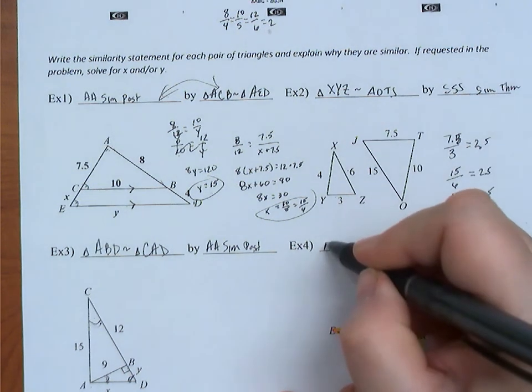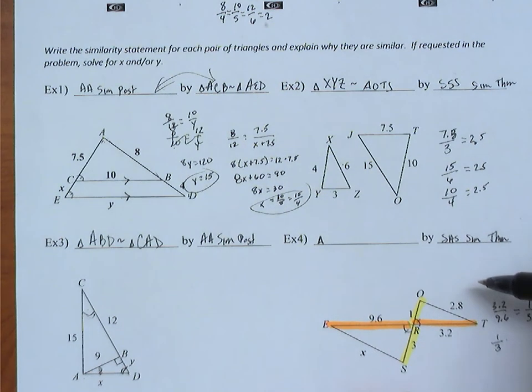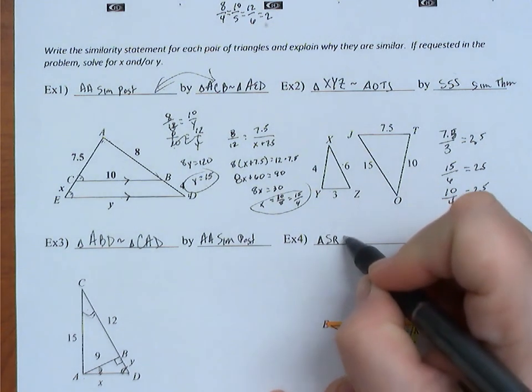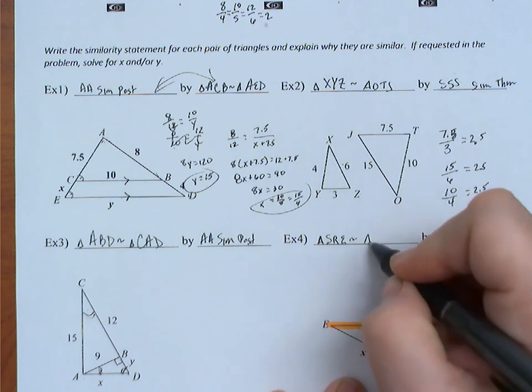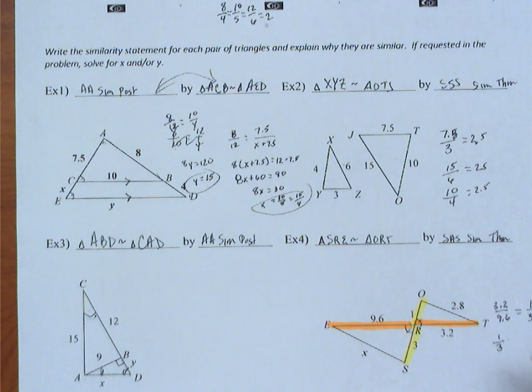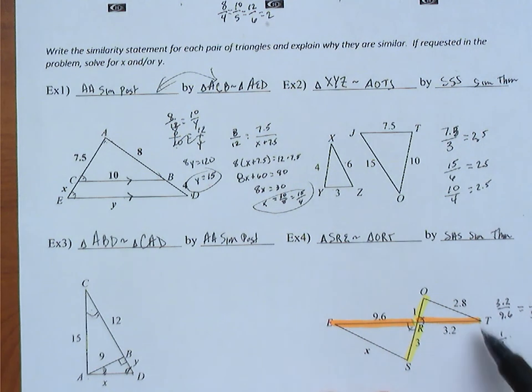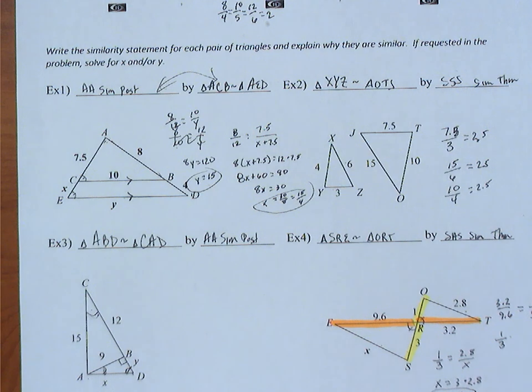So my similarity statement would be triangle SRE is similar to triangle ORT. And then I would look for my missing variable. So I have 3.2 is to 9.6. Actually, I'm going to use 1 and 3. I have 1 is to 3 as 2.8 is to x. Then I'd cross multiply. I'm going to get that x equals 3 times 2.8, which gives me 8.4. All right, let me know if you have any questions.